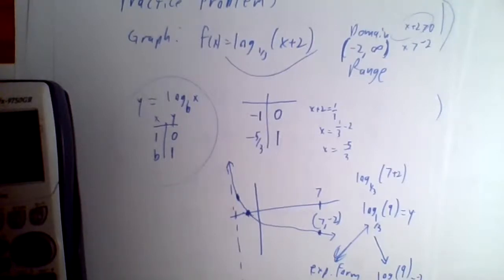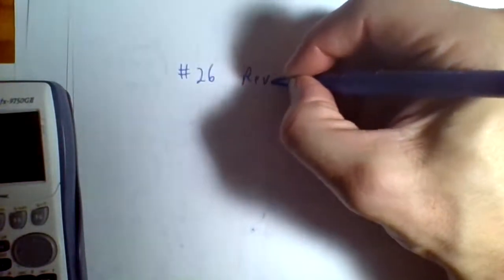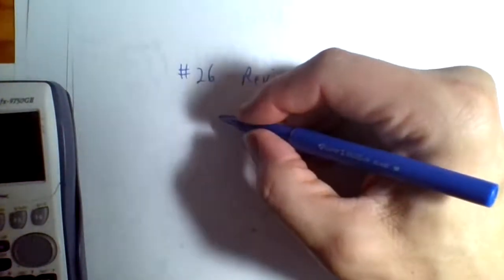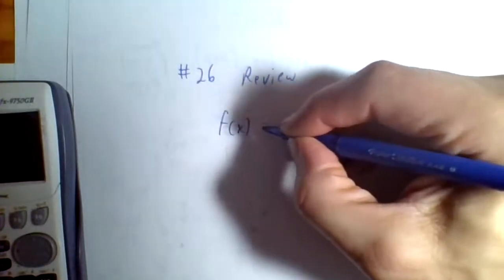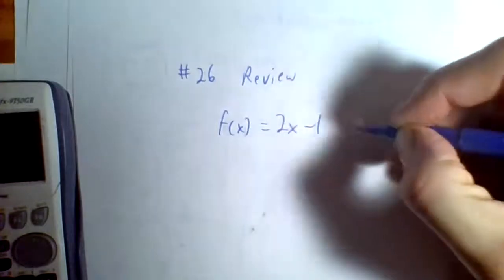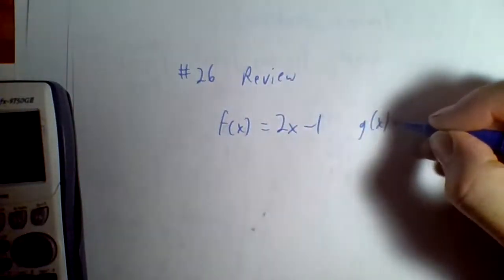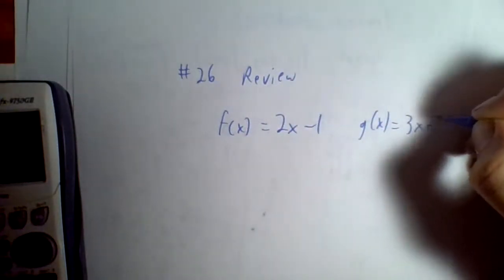Not really wanting to get back into trig now because we just took a test on that. I'm hoping people are in pretty good shape on those. I want to look at some of the older stuff. So this is number 26 from the review. It gives you a couple of function definitions here. For this problem, f of x is 2x minus 1, and g of x is 3x plus 7.